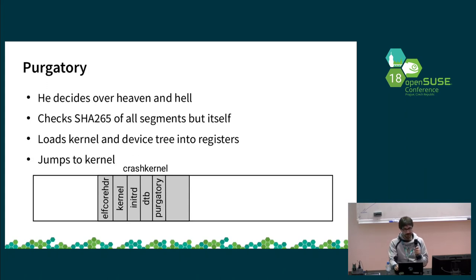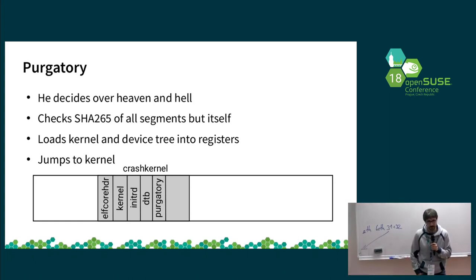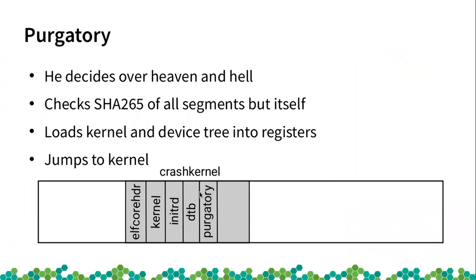So, the last bit we need for our capture system is the purgatory. The purgatory decides over heaven and hell, and heaven is when you are able to boot the capture system, and hell is when your system is so broken that you can't do it. And what purgatory on ARM64 does, basically, it checks all the other segments, not its own, and checks the hash sum to see that these segments are not changed in any way, and that it's safe to boot the capture system. There's also, in the newest version of kexec-tools, a command to ignore these checks, which is really nice because it means purgatory sends you always to heaven.